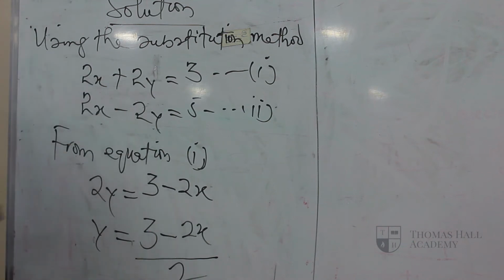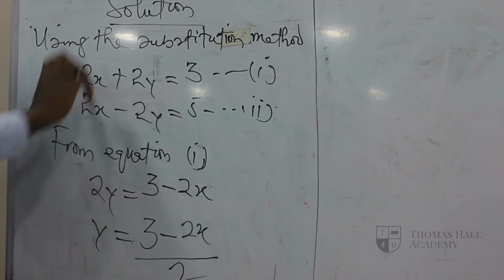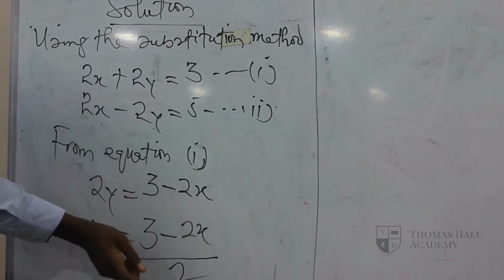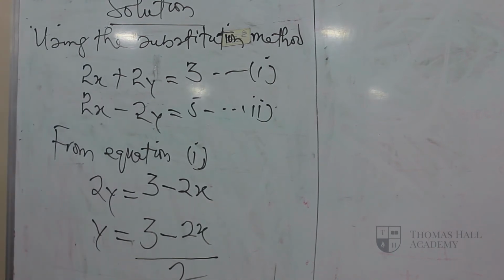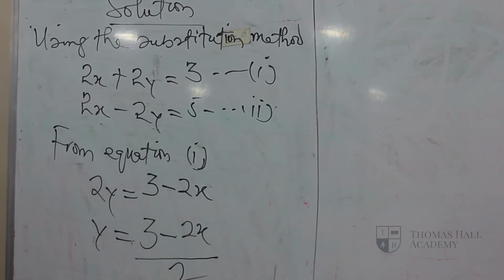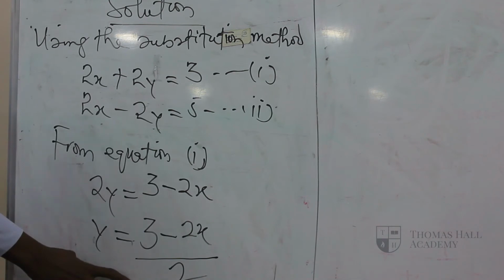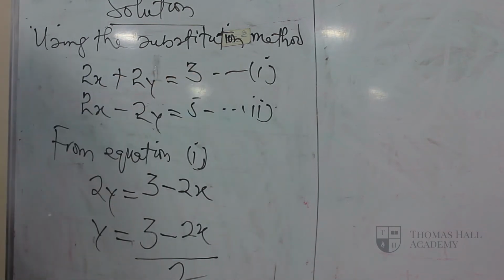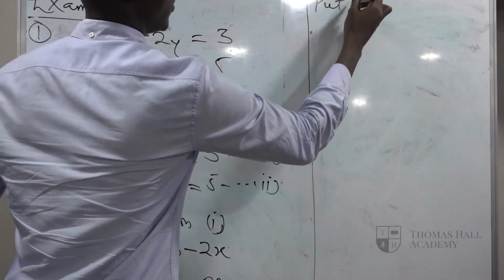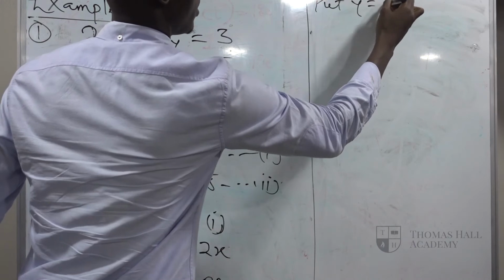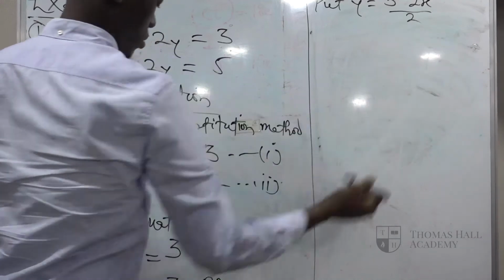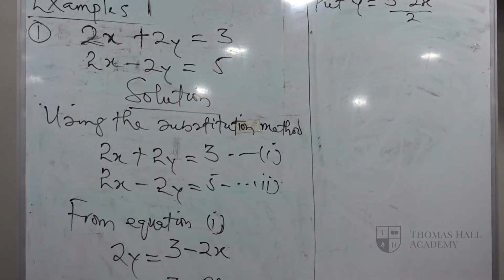You can decide to use the x as I said earlier. 2y equals 3 minus 2x. y then equals 3 minus 2x all over 2. So, what do we do now? Put this value of y in either equation 1 or equation 2. Put y equals 3 minus 2x all over 2, the value we have for y here, in any of those equations.